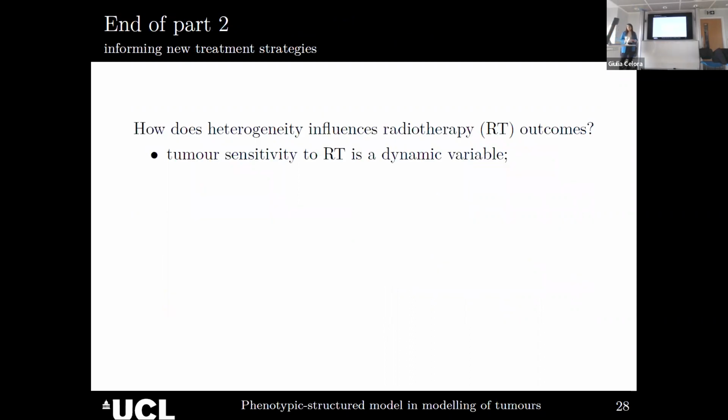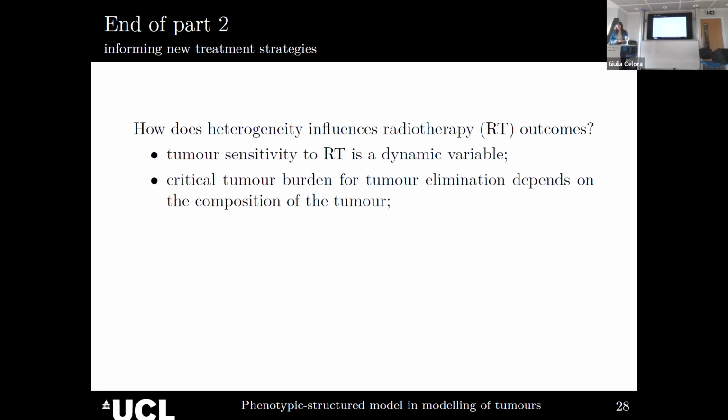And so, looking back at our initial question, how does heterogeneity influence radiotherapy? The first effect, which is well known to the mathematical community, is that tumor sensitivity to radiotherapy, as with many other treatments, is dynamic because treatment itself changes the tumor we're trying to treat. We can find a critical tumor burden, a critical mass of the tumor below which elimination is possible. So we need to control tumor burden as is done. But we also need to take into account the composition of our tumor.